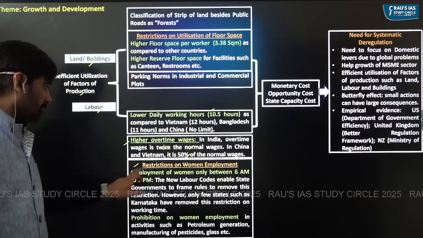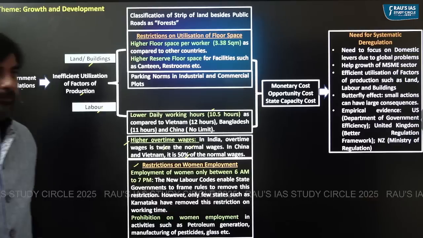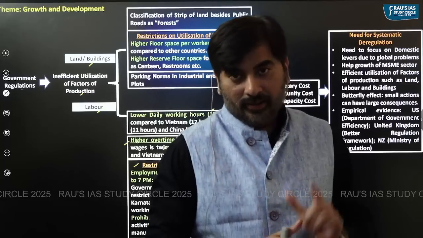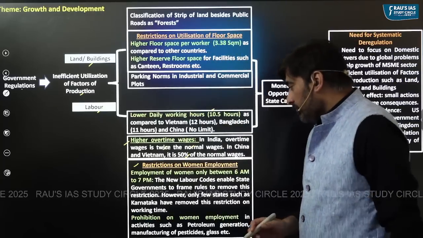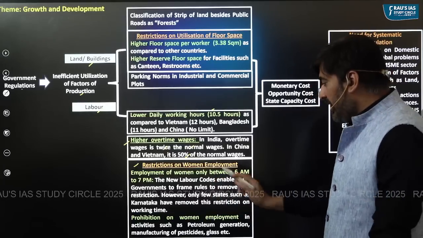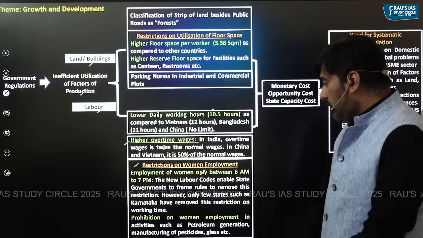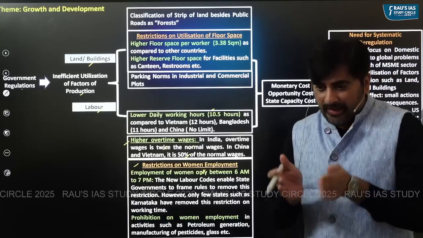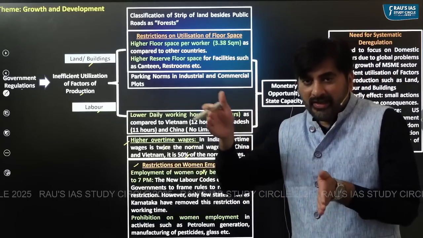Same way, the government puts a number of restrictions on employment of women. For example, in most of the states, women are allowed to be employed only between 6 a.m. to 7 p.m. It means women cannot work in night shifts.